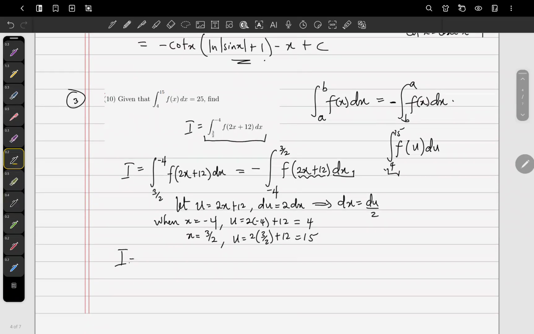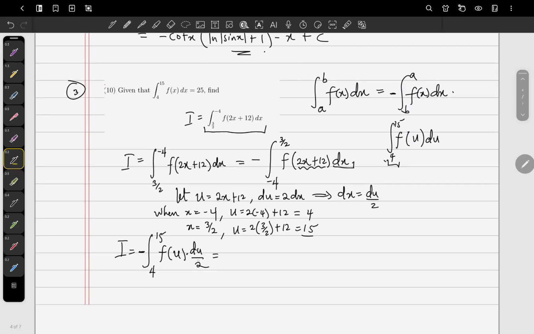So it can be transformed into, so instead of negative 4, there's a negative here first. And instead of negative 4, we are going to have 4. And instead of 3 over 2, we're going to have 15. And it is now f of u times the u over 2, because the x has changed into the u over 2. Now what do we do? We factor out the constant 1 over 2. So negative 1 over 2 integral from 4 to 15 of f of u du.